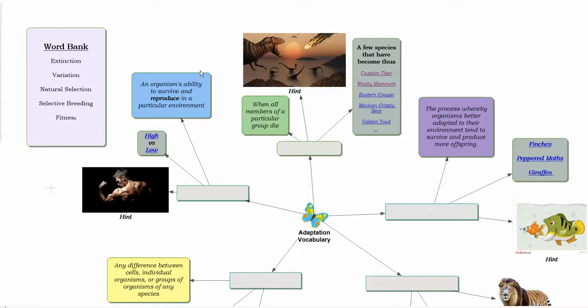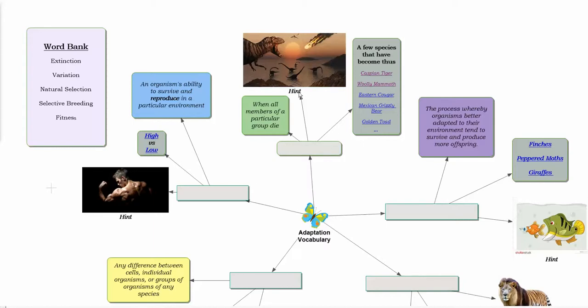So this is basically a vocabulary word map. You can see the word bank on the left with the words that are supposed to be filled in the blank spaces here. Okay, now we'll start with extinction.